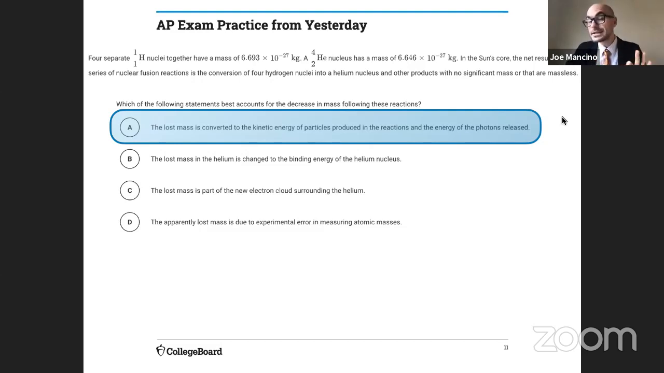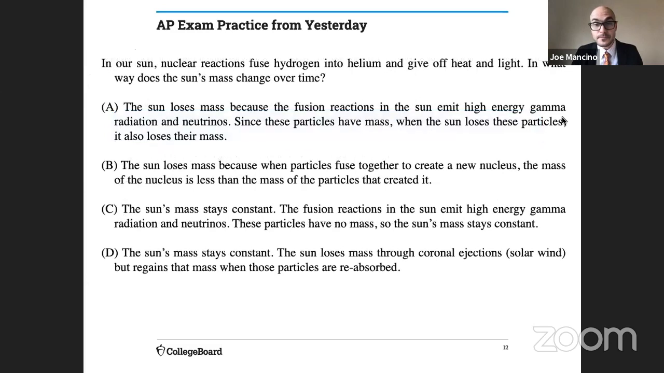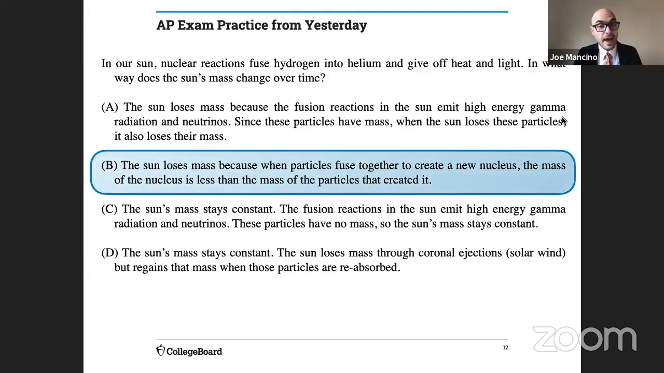Now, asked a slightly different way, we left you with this question too. In our sun, nuclear reactions fuse together hydrogen, they make helium. What happens to the sun's mass over time? Well, it loses mass. It loses mass in the form of energy.